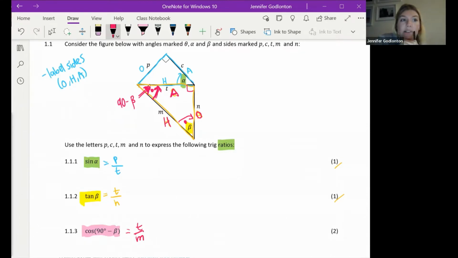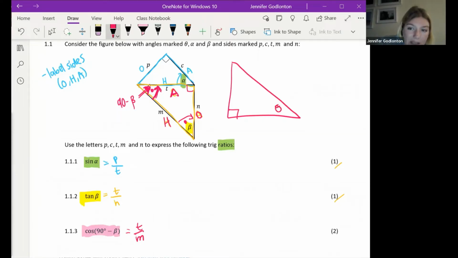The most important takeaway from this question, because it does come up quite a lot, is that when you have a right angle triangle and you have an angle that has been given to you, so let's say that this is A, B, C, you've got a right angle triangle and you've got theta, this angle in here is always going to be 90 minus theta.